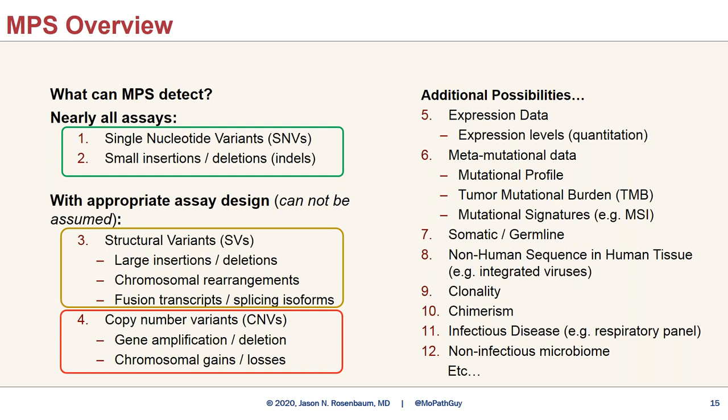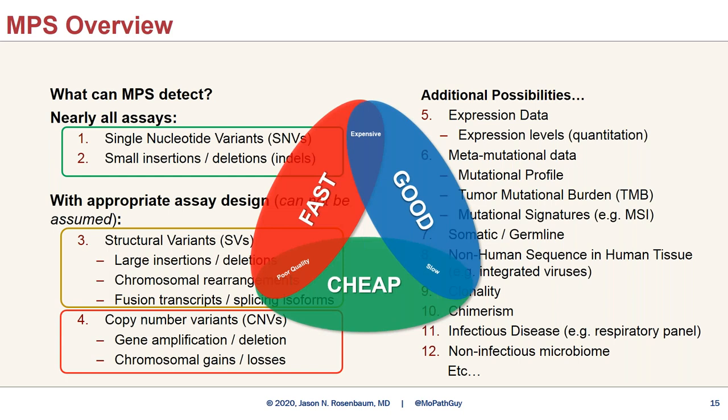But none of this, again, should be assumed unless you know that the assay can detect it, unless somebody told you or you read in the assay description. And the reason for that is partly because of time, you know, tumor mutational burden became more and more important over time. But some of it is because by adding in the capacity to do more things, you may be making the test either more expensive or slower at the expense of quality.